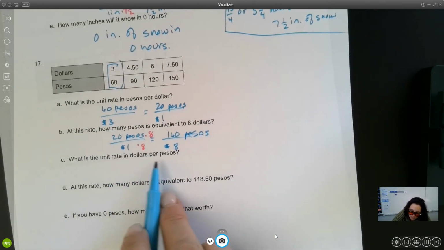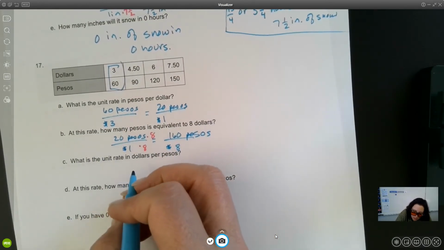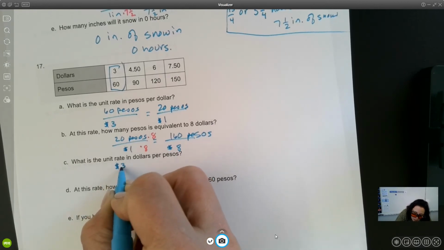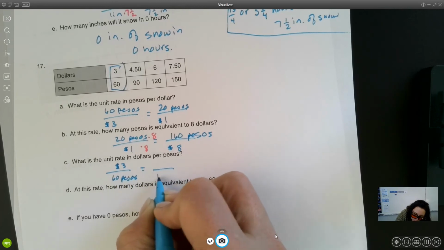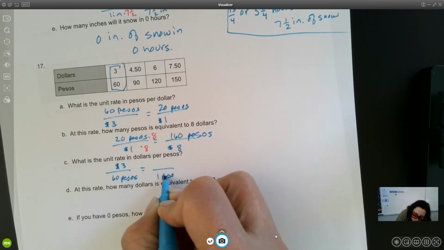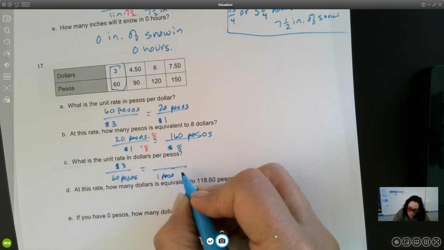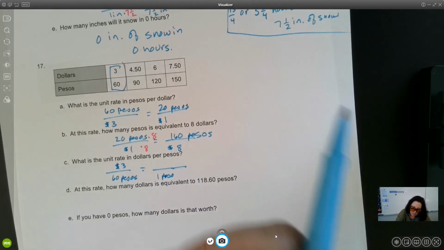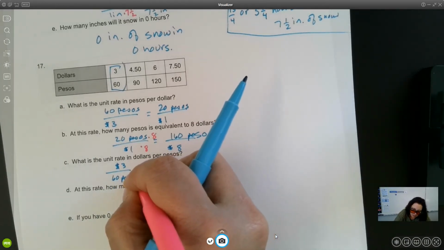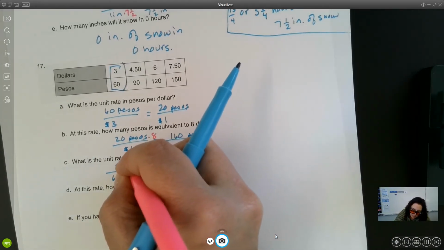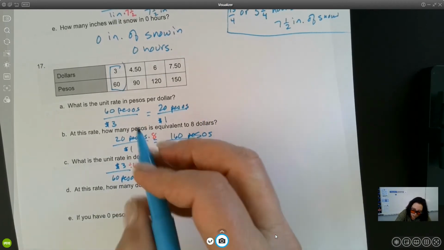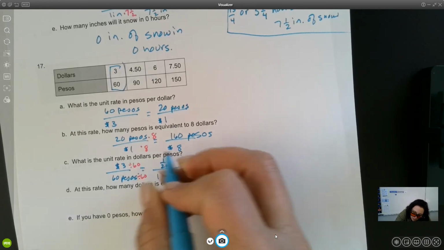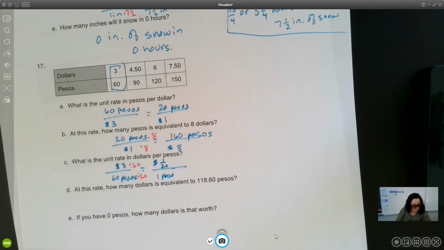Okay, what is the unit rate in dollars per pesos? So I've got $3 per 60 pesos. And I want 1 peso. All right, so I'm going to divide by 60 here. If I divide by 60, 3/60 is 1/20 of a buck. Okay, that looks a little strange, but that's the unit rate.